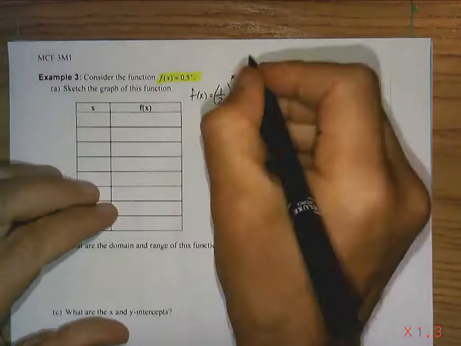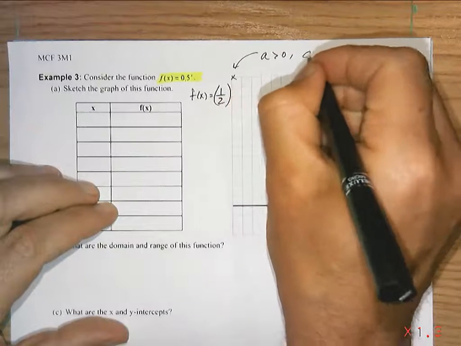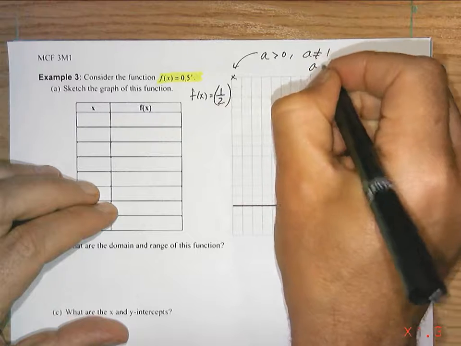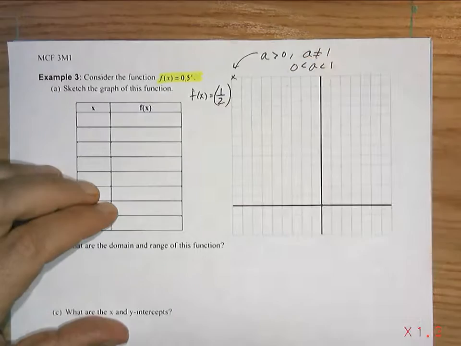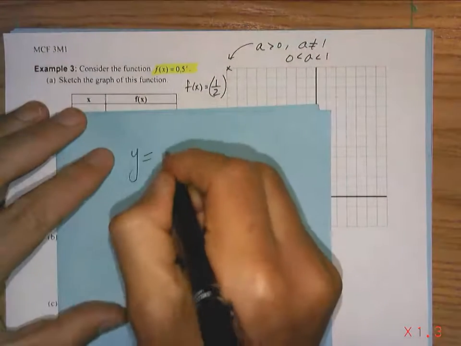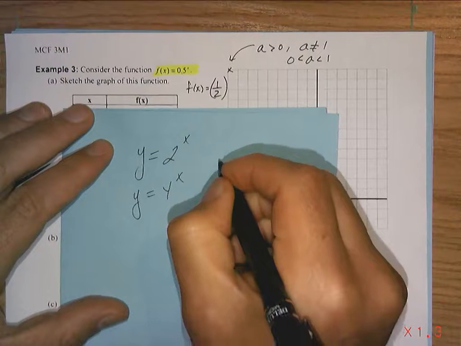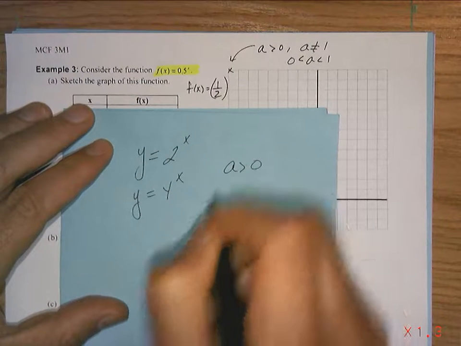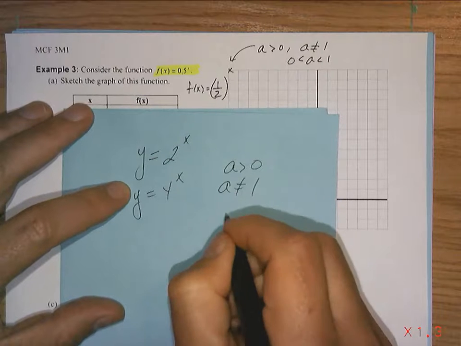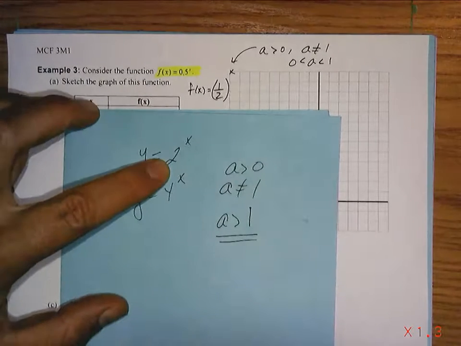But notice in this case, a is still greater than 0. A does not equal 1, but in this case, a is between 0 and 1. That's different than our last two cases. The last two cases that we had were 2 to the x and 4 to the x, and in this case, a was greater than 0 for both of them. A did not equal 1 for either of them, but a was larger than 1 for both of them. A was 4, a is 2.